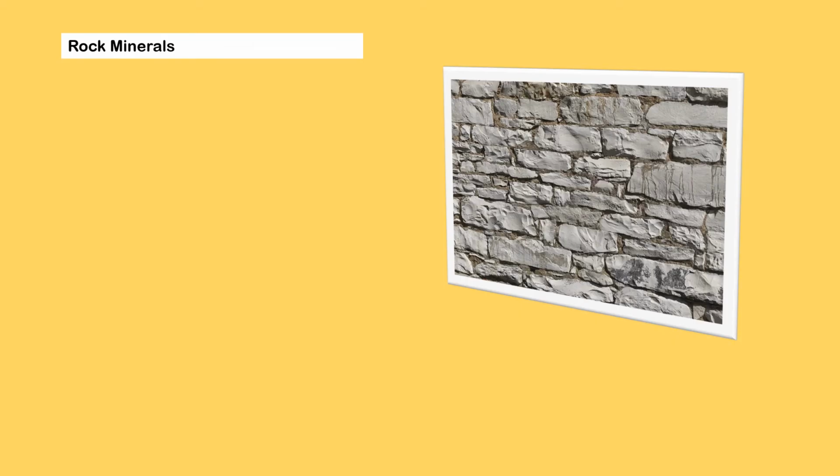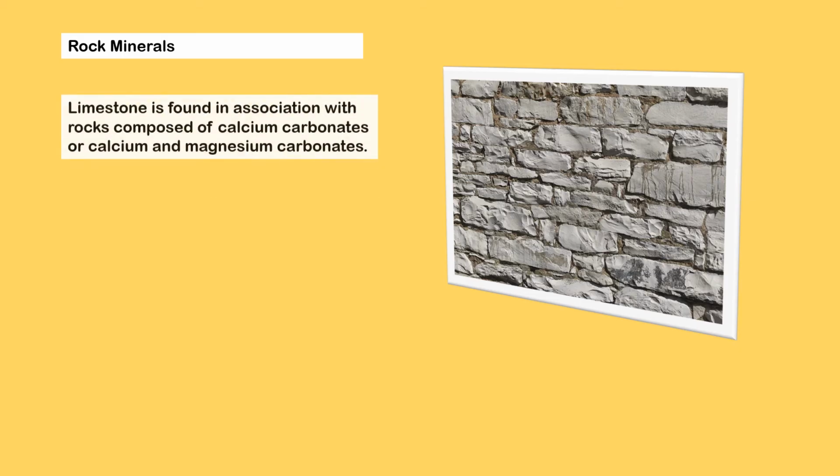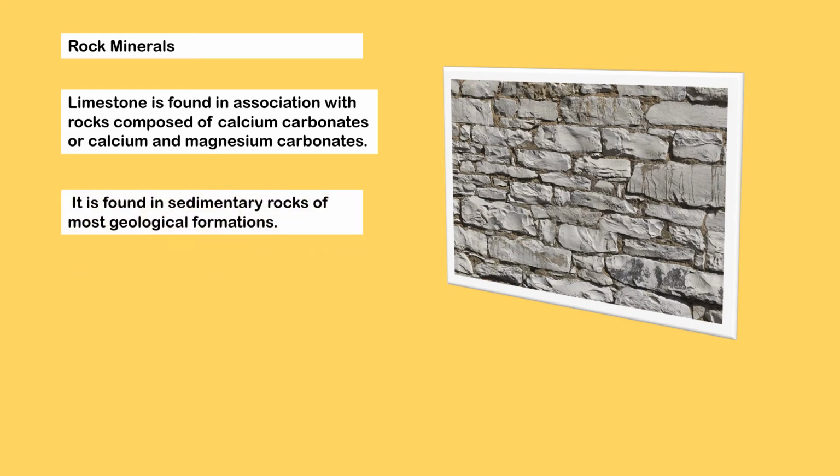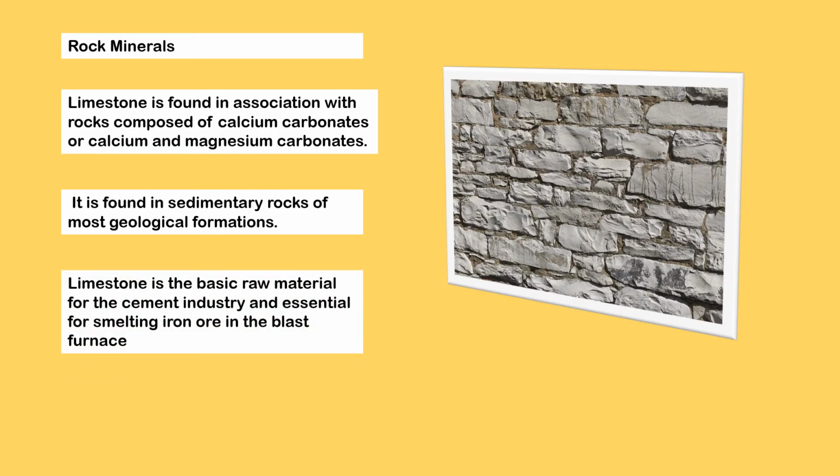Please learn. Now let's learn about rock mineral limestone. Limestone is found in association with rocks composed of calcium carbonate or calcium and magnesium carbonate. It is found in sedimentary rocks. Limestone is the basic raw material for cement industry and essential for smelting iron ore in the blast furnace. You might have learned it in the manufacturing industry chapter also.